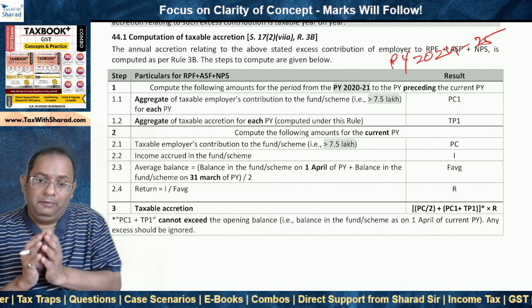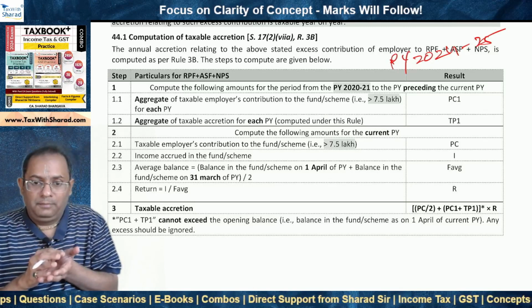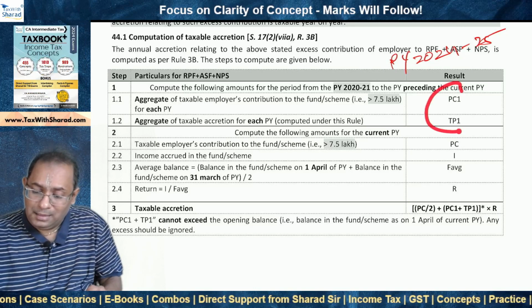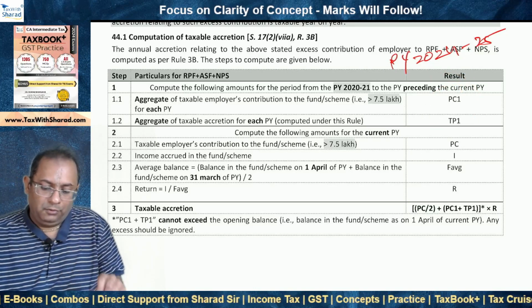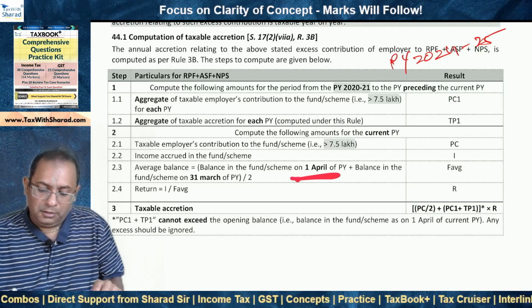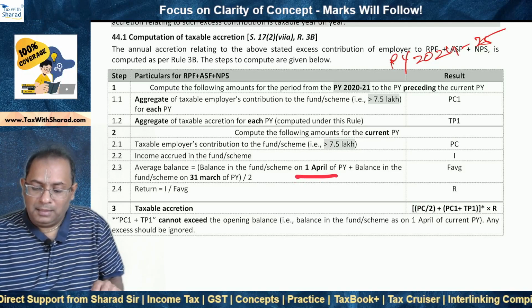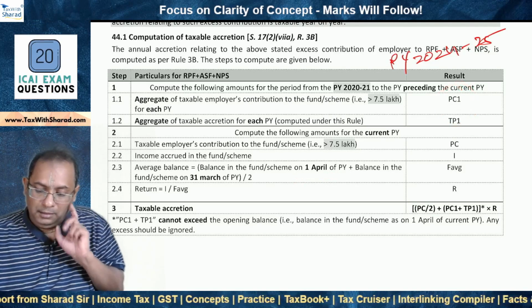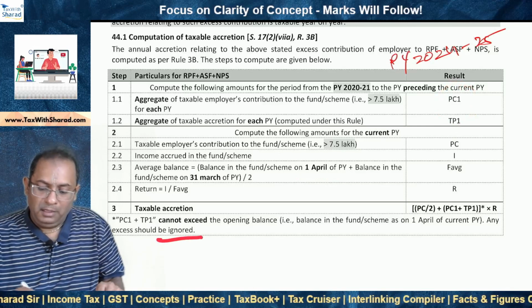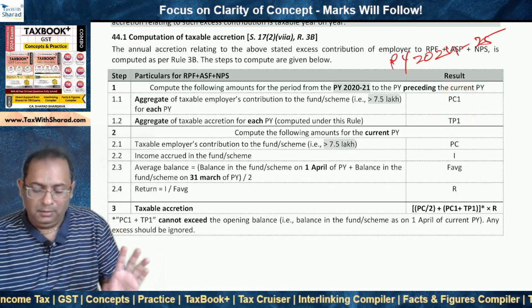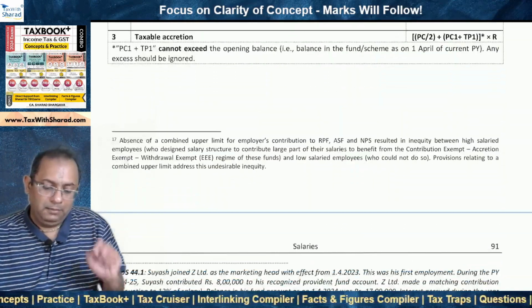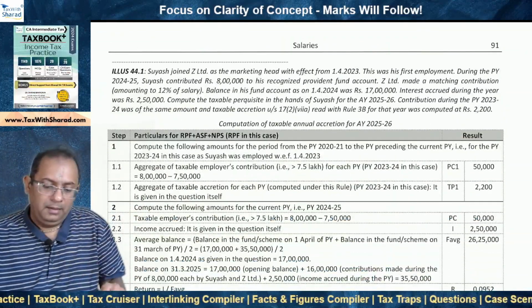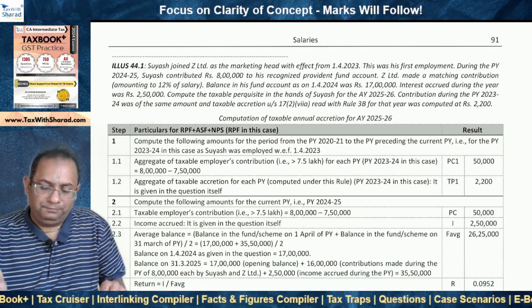Common sense says that we should now take the opening balance only because opening balance is even lesser than PC1 and TP1. So what we need to always check is what is the opening balance as on 1st April of the previous year. If it is less than PC1 plus TP1, then the PC1 plus TP1 will be the opening balance. It will not be PC1 plus TP1. This is what we need to keep in mind. So this is how we compute the amount of taxable accretion. Now let's look at an illustration, an example.